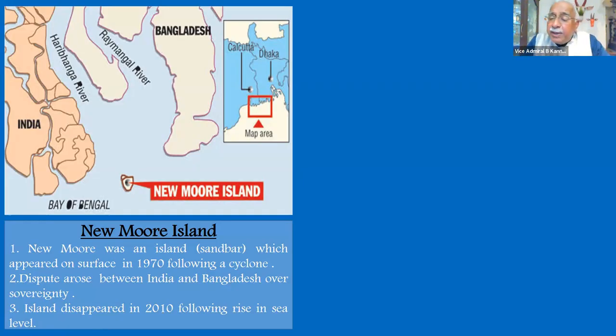After 40 years, the island disappeared. So today, New Moor is not there. It has gone under the sea because the sea level has gone up and some of the sand has also eroded. So this dispute is no more valid. It has not got settled, also. But this is an example of how islands sometimes disappear under the sea. So if you're worried about sea level rising, there could be situations where some of the islands may get lost under the sea if the sea level rises immensely.